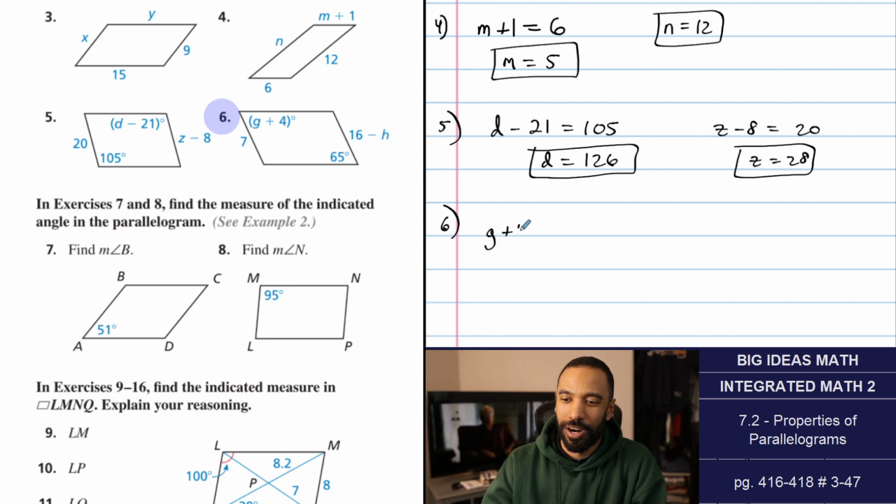So g plus 4 equals 65 on this one. Opposite angles here once more. Subtract 4 from both sides.